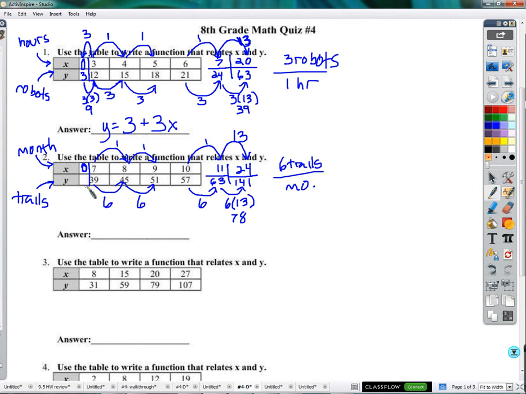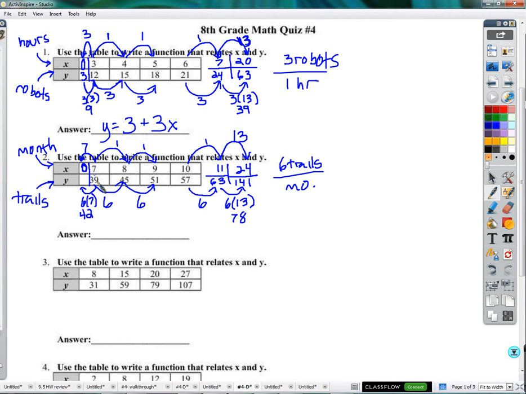So if I visit 6 new trails each month, and at month 7 I'm at 39, then what does that mean about the number of trails I had visited before I started? Well, let's jump backwards to 0, right? Well, that's 7 months. From 7 months back to 0 months, that's 7 months. Okay, well, I had been going at a rate of 6 per month for 7 months. So that's 6 times 7. 6 times 7, that's 42.